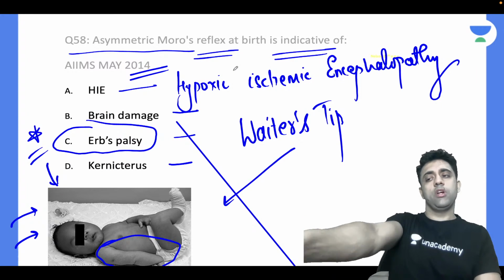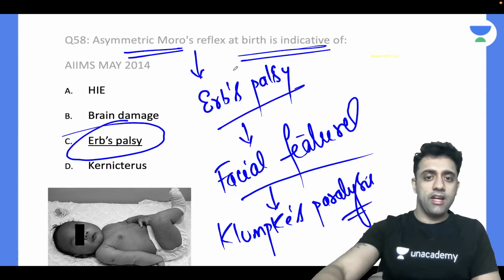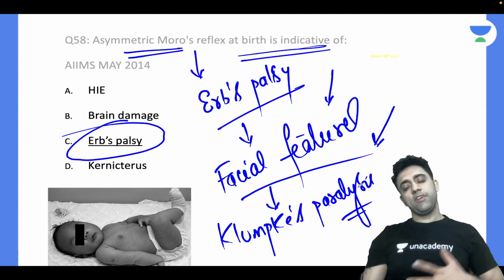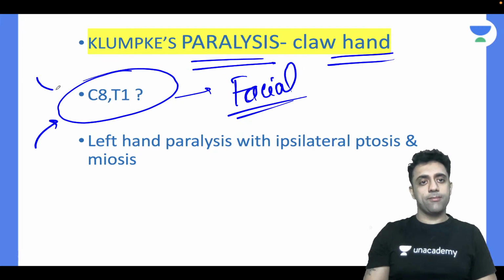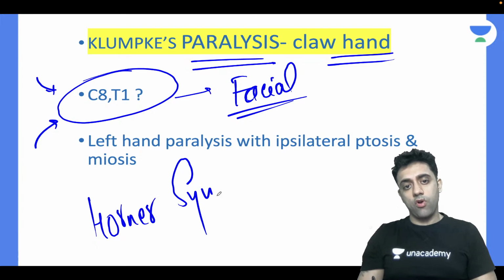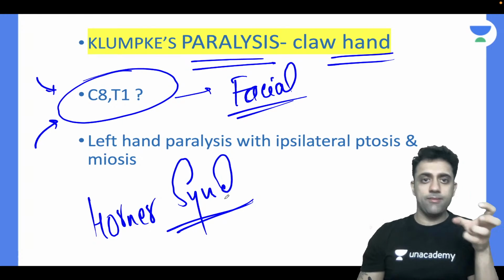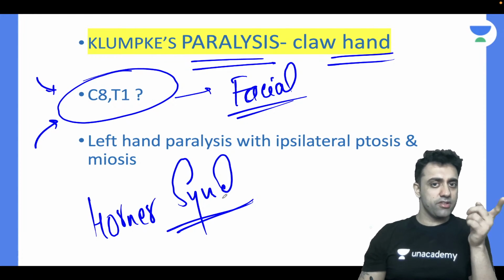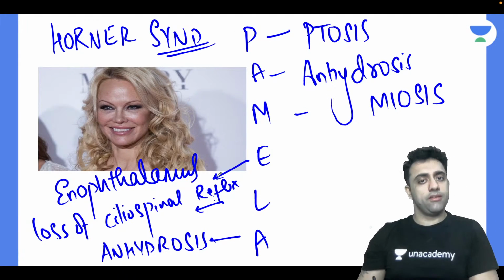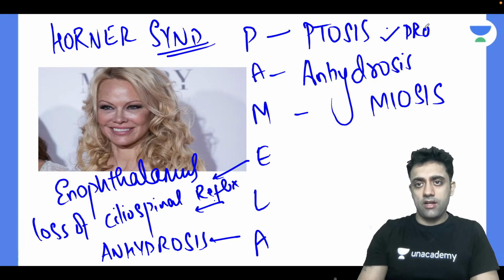Like in asymmetric Moro, the hand is internally rotated. So Erb's palsy. Also, if there are facial features involved, you will think of Klumpke's paralysis, because in Klumpke's paralysis, the lower segment of the brachial plexus is also involved. So the patient can show you the features of Horner syndrome. Klumpke's paralysis is associated with Horner syndrome because of the same root value. Those features basically are nothing but Pamela. P for ptosis, drooping of the eyelid.